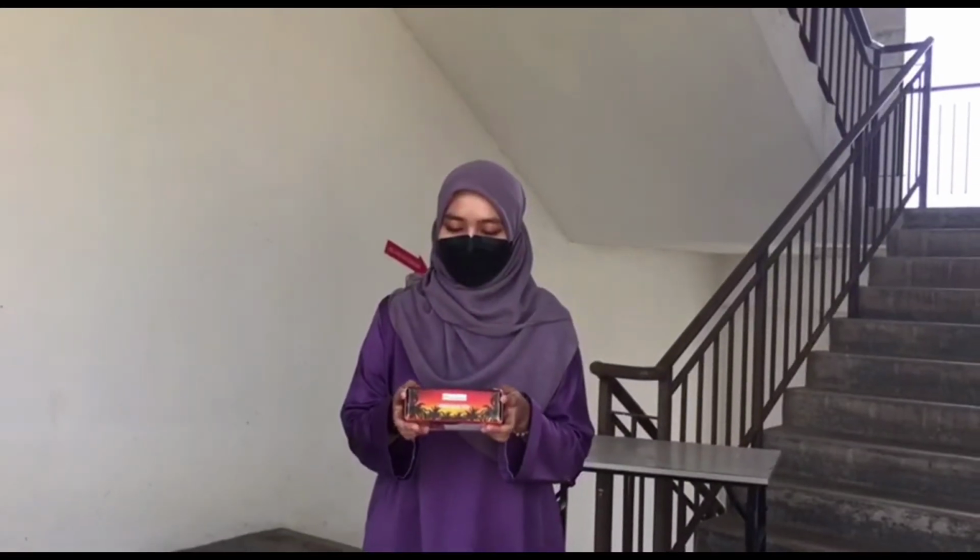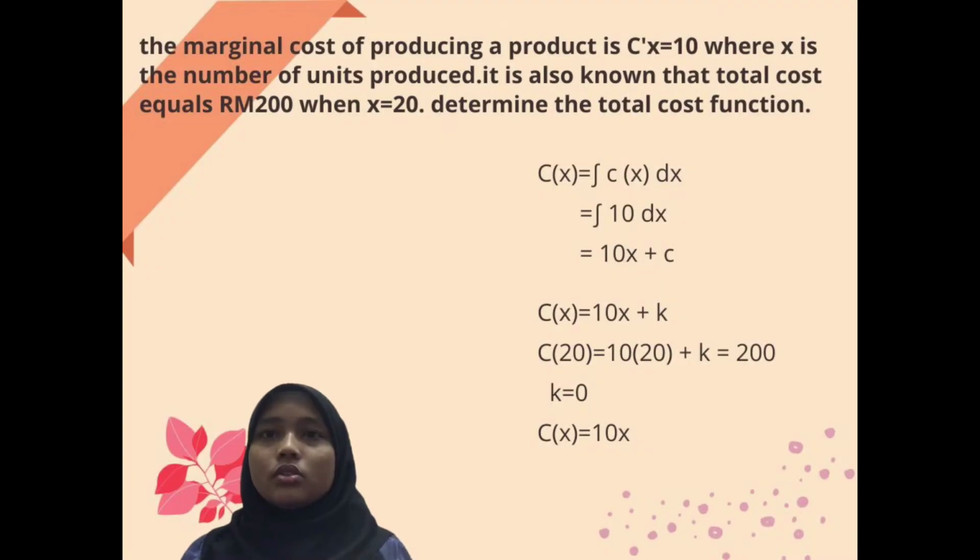Right now, the total cost of this is 200 ringgit with a quantity of 20 boxes. So, let's find the total cost function. We know that to find marginal cost, we need to differentiate the cost function, and if we want to find the cost function, we need to integrate marginal cost. So to find the cost function, we need to integrate marginal cost equal to 10. It is also known that the total cost equals 200 ringgit and x equals 20. So we integrate 10 dx and it becomes 10x plus c. When we substitute x with 20, the c will become 0, so the total cost function will become 10x.